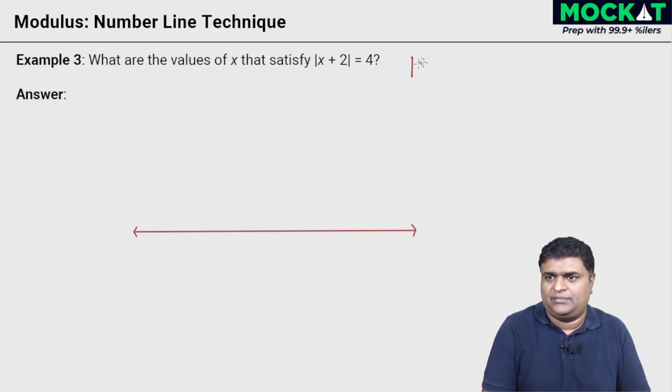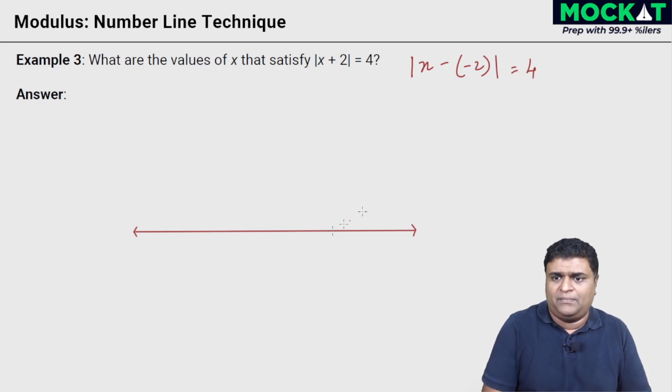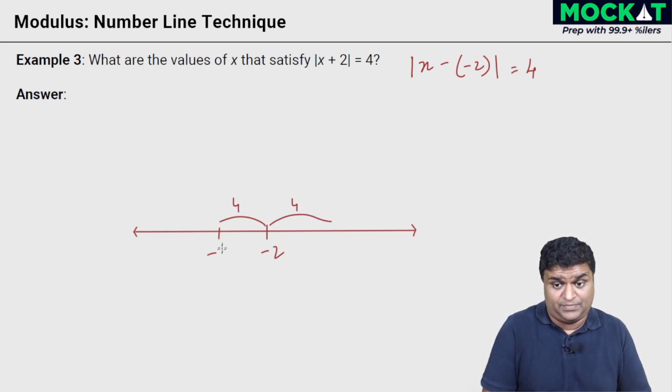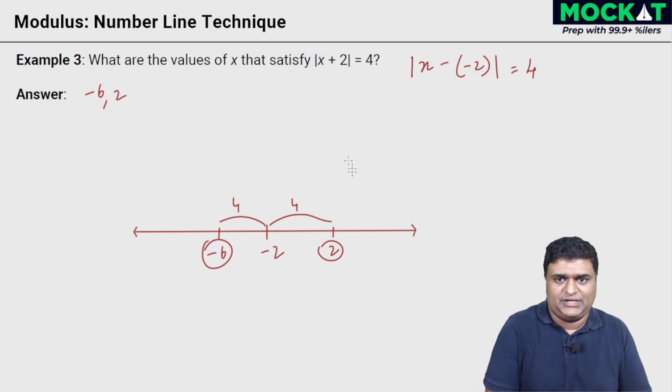How do I rewrite it? x minus of minus 2, that's an x plus 2. So modulus of x minus of minus 2 equals 4. That's it. Distance of x from minus 2 this time around. If it's going to be plus 2, you've got to rewrite it. Distance of x from minus 2 is going to be 4 units to the right, 4 units to the left. And what do you get here? Minus 2 minus 4 is minus 6, and minus 2 plus 4 is going to give you plus 2. That's it. The values are minus 6 and 2.